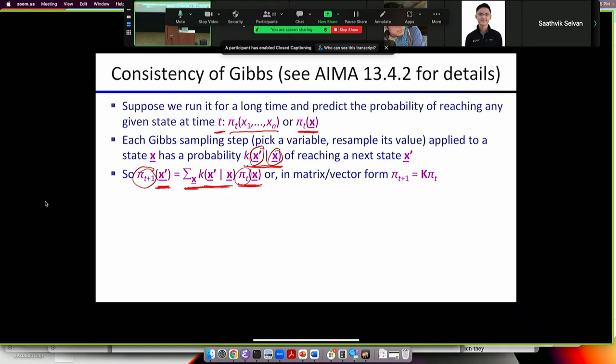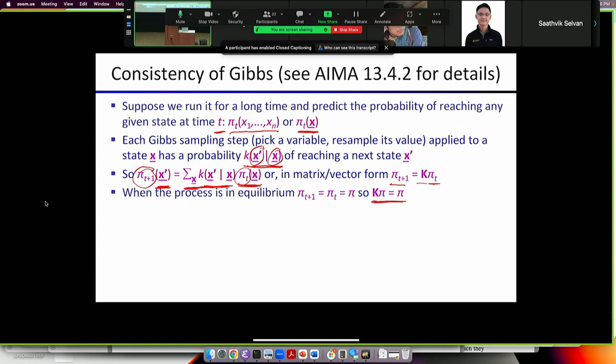So we can write that as pi t plus 1 is a matrix K times the vector at time t. Okay? So what does it mean to be in equilibrium? It just means that the vector at time t plus 1 is the same as the vector at time t, right? So now I've got an equation saying what the equilibrium is going to be. It's going to be whatever pi satisfies this equation, that's going to be the equilibrium, okay?